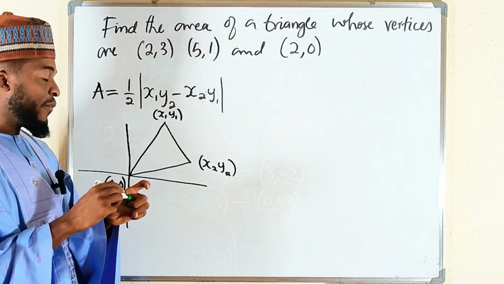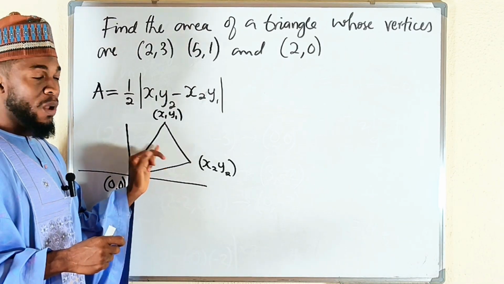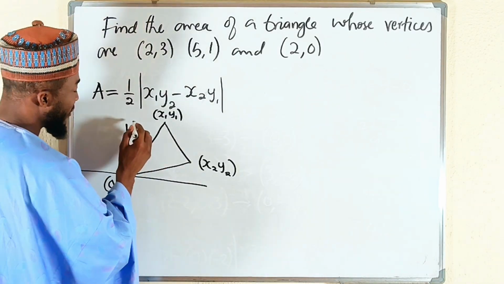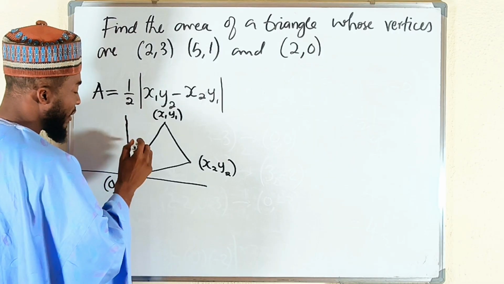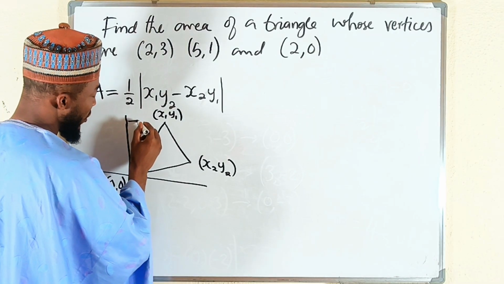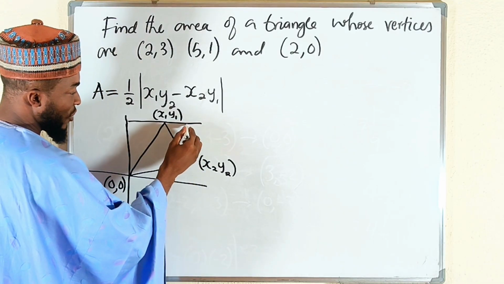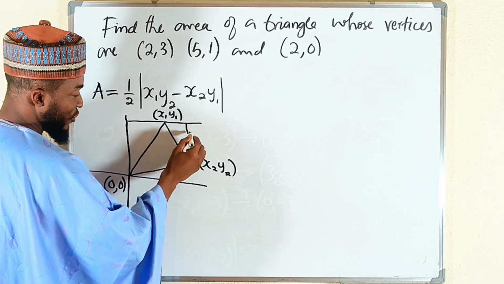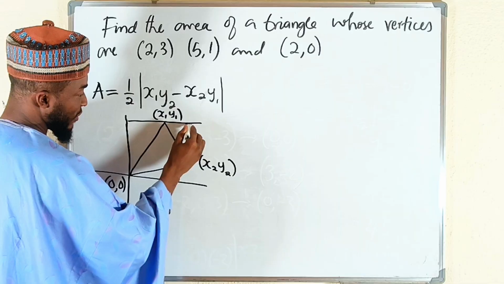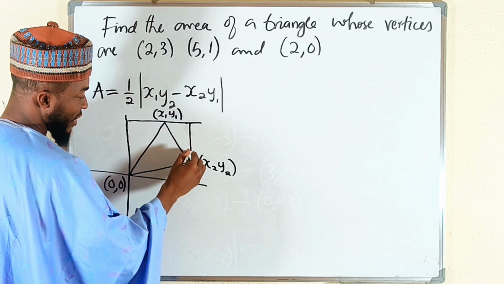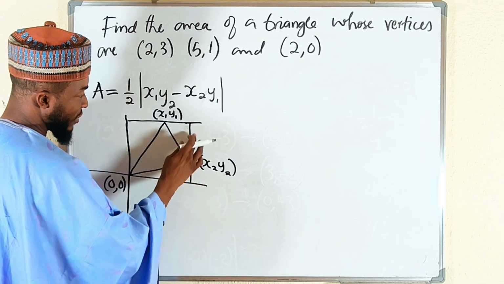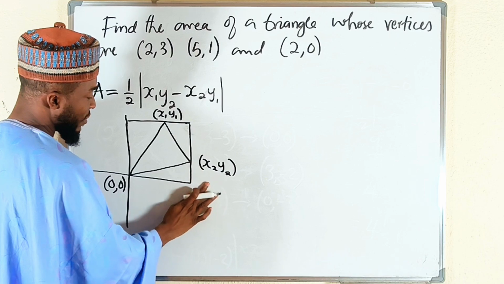So now, how do we start? You cannot easily find the area of this triangle. But what we are going to do is to form a rectangle, because we know that finding the area of a rectangle is very simple. Draw a line parallel to the x-axis, draw another one parallel to the y-axis, so that the lines touch the vertices of the triangle. Something like this. All right.